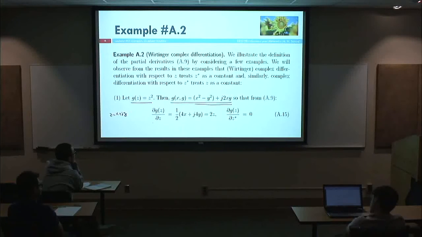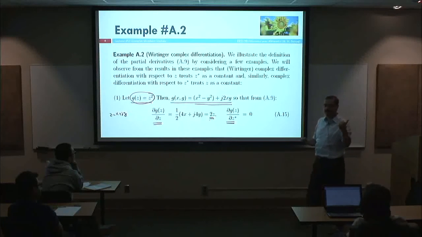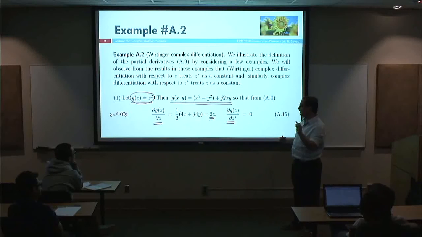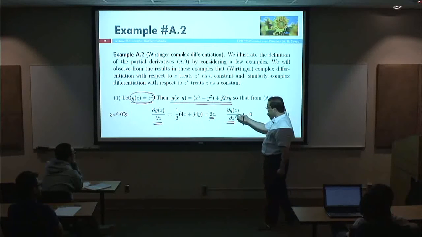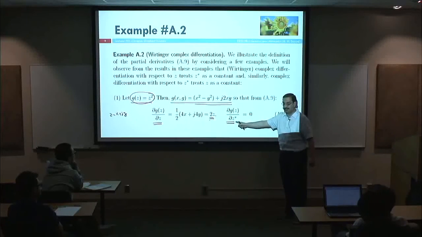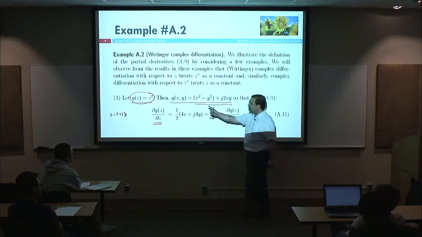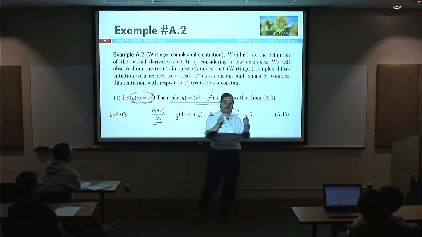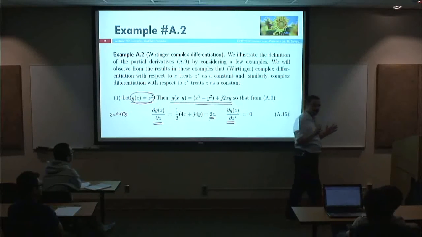And now apply the definition to find the derivative relative to z star. You are going to find that the derivative of this relative to z is 2z. Consistent with your intuition from the real case, right? That's why these definitions, the way they were defined, are convenient, because they will help you keep much of your intuition from the real case. And the derivative relative to z star is 0, because there is no z star here, and in the complex case, z and z star are treated differently, right?